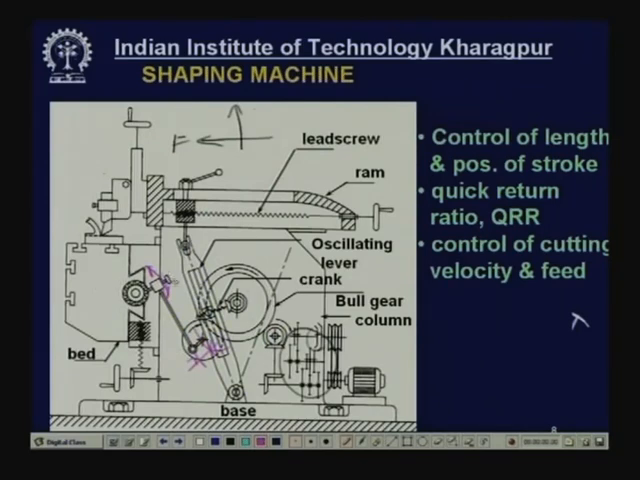Now, by changing the pawl by 180 degrees, we can change the direction of rotation. By changing the direction of rotation, the table can be moved in this way or in this way. So, this is the feed.